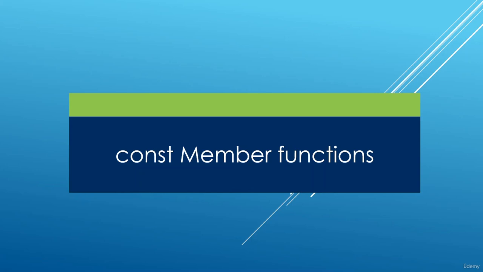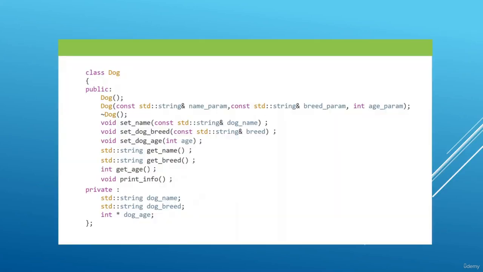In this lecture, we're going to learn about const member functions. And this is a solution to the problems that we have been experiencing with const objects in the last two lectures. Let's look at this. We have our dog class, and it's really what we have been using all along. We have a few constructors, and we have our setters, we have our getters, and we have a few member variables inside that we are trying to manipulate through all these functions here.